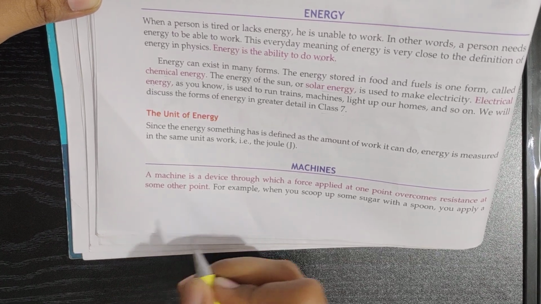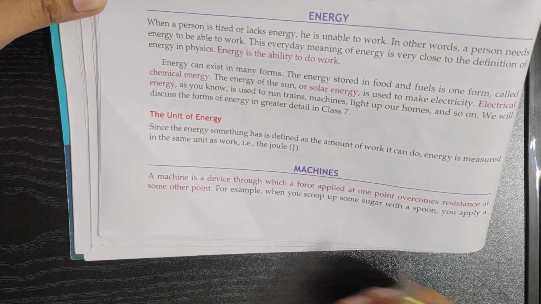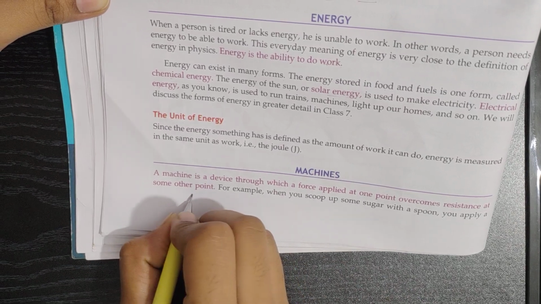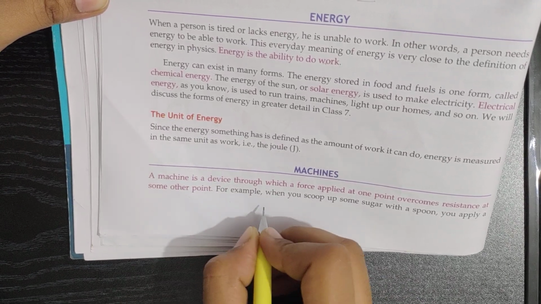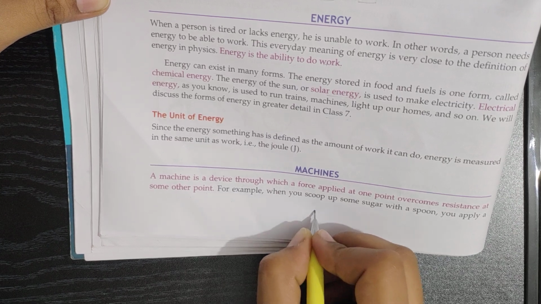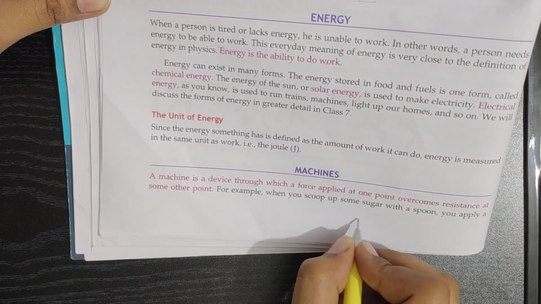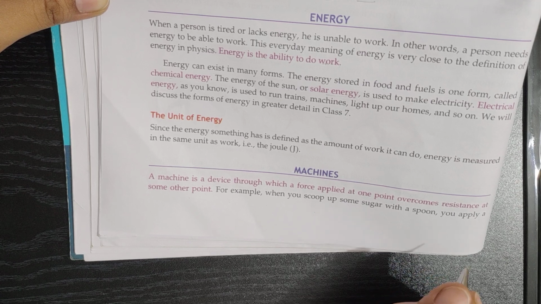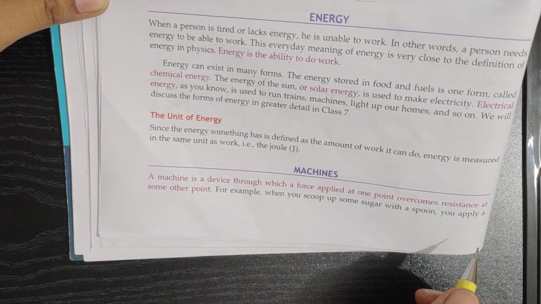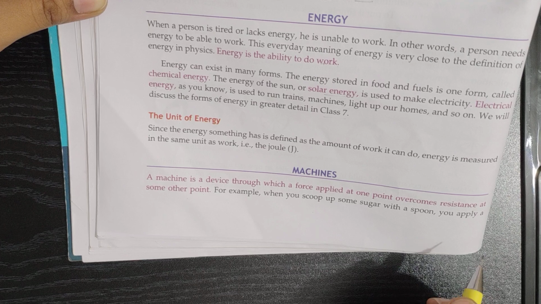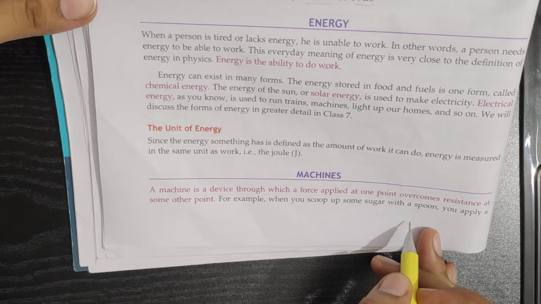What were those 6 main different machines? First is lever, wedge, screw, inclined plane, and 2 more were there. Wheel and axle, and the other one is the pulley. These are the different kinds of machines.